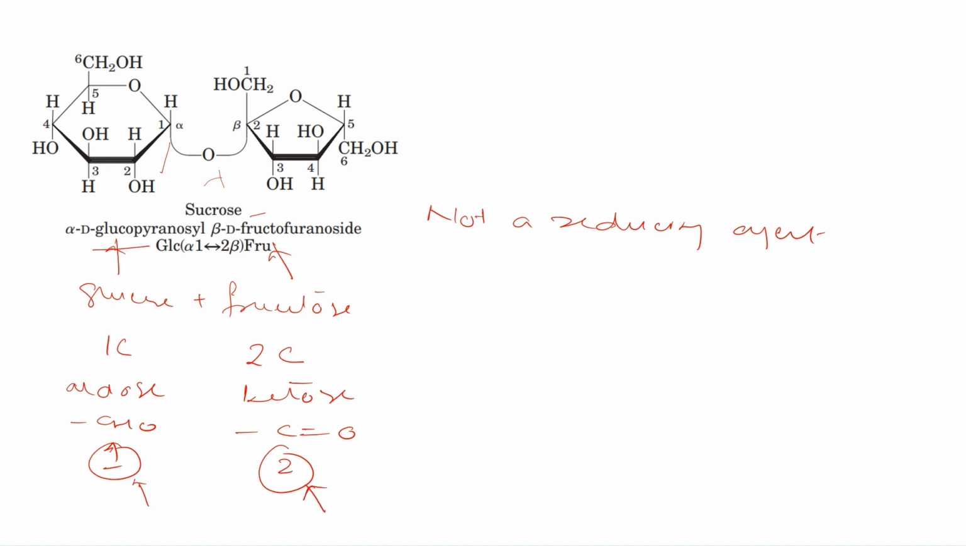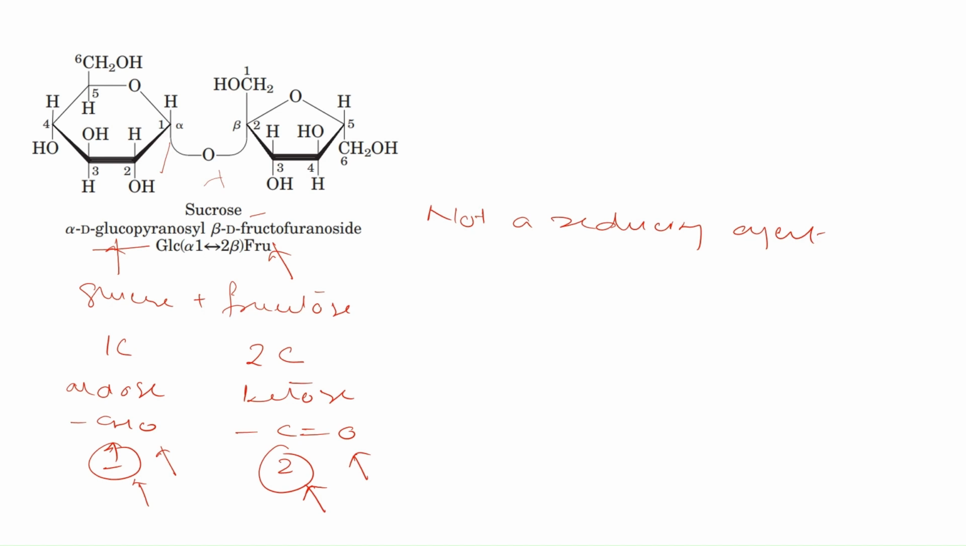To act as a reducing agent, in case of an aldose, this functional group takes oxygen. In case of ketose, this functional group takes oxygen. And hence they work as a reducing agent because they reduce the compound from which they are taking this oxygen. So the functional groups are oxidized. In case of sucrose, both the functional groups are involved in the bond formation, so there is no reducing end present. So sucrose is a non-reducing sugar.